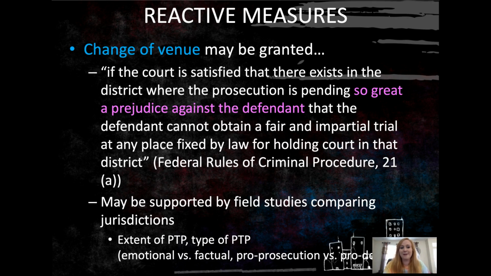The other reactive measure we need to talk about is change of venue. Aha, this is the good one, and we've mentioned this in prior modules. So change of venue may be granted in this term: if a court is satisfied that there exists in the district where the prosecution is pending so great a prejudice against the defendant that the defendant cannot possibly obtain a fair and impartial trial at any place fixed by law for holding court in that district. So it recognizes that the location is problematic, right? And this may be supported by some field studies comparing jurisdictions. We talked about some of those in part 5, where we were able to demonstrate that there was maybe not an elimination of pretrial publicity, but there was less, which again could make the difference.